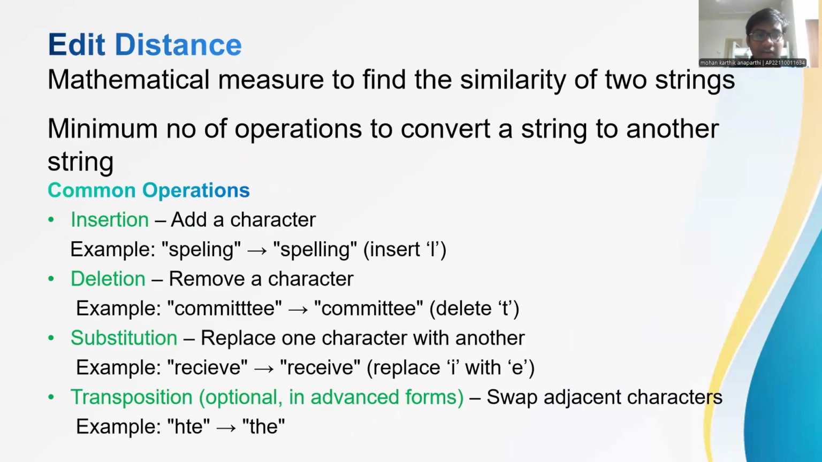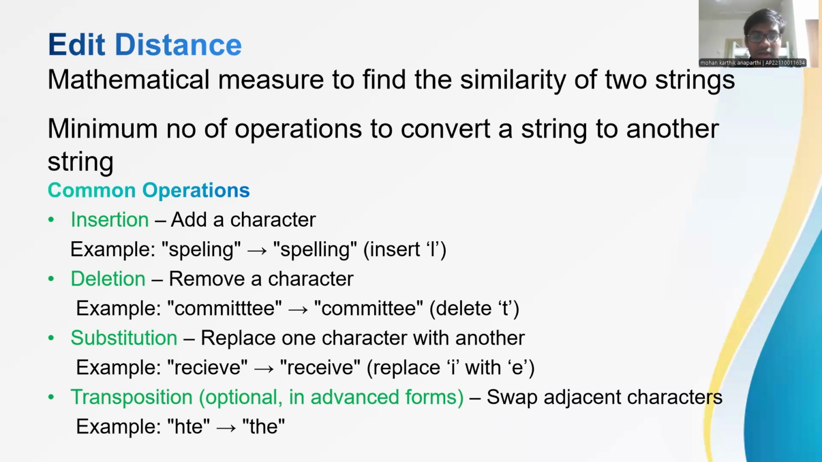Edit distance is a mathematical measure used to find the similarity between two strings, or we can say it is the minimum number of operations to convert a string S1 to S2. In edit distance, it uses some common operations: insertion, deletion, substitution, transposition. Insertion means adding a character. For example, spelling. Here we have inserted a character L to become the correct word spelling. Deletion means removing a character. For example, in the word committee, we have removed the letter T to become the correct word. Here we have deleted a character T.